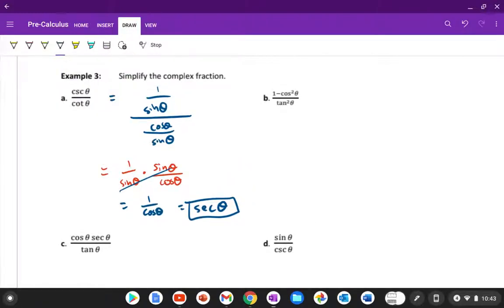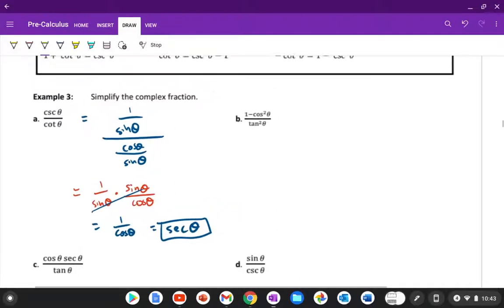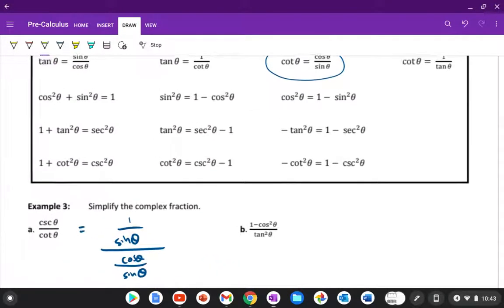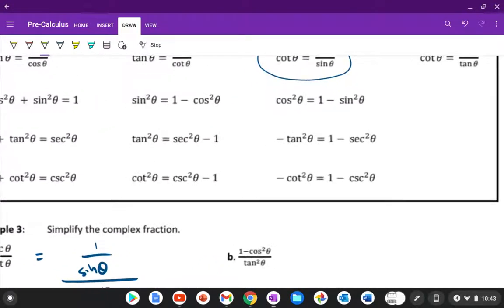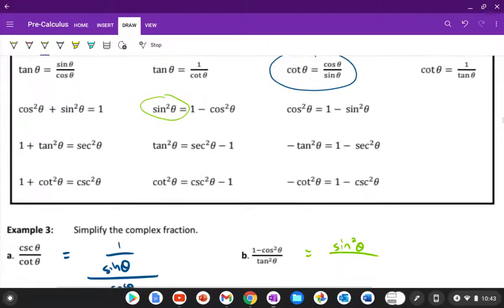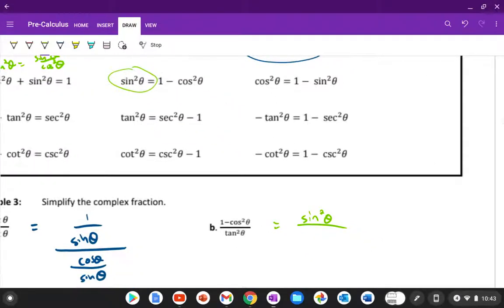For our next one, 1 minus cosine squared. Let's go ahead and replace that with something if we can. 1 minus cosine squared is equivalent to sine squared. So I'm going to go ahead and do that. Sine squared theta. And then tangent of theta. Again, let's go ahead and replace that with something that's not necessarily on here, but remember how I said that tangent squared theta is the same thing as sine squared over cosine squared, right? So let's do that. So sine squared theta over cosine squared theta.